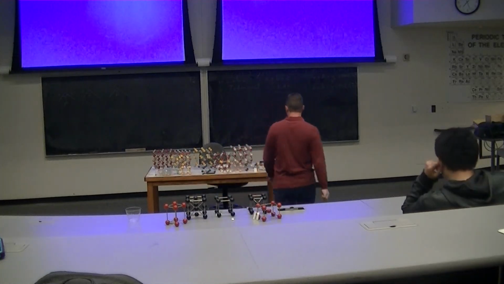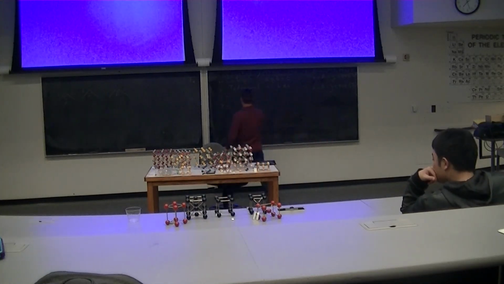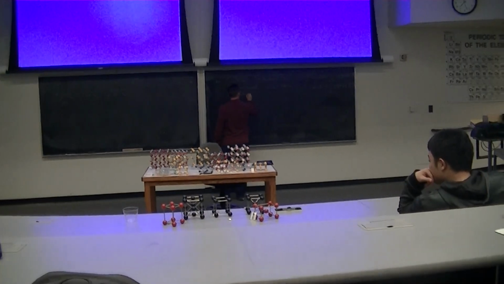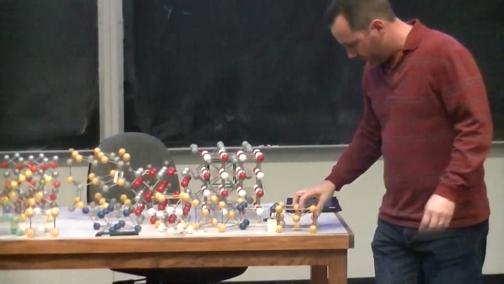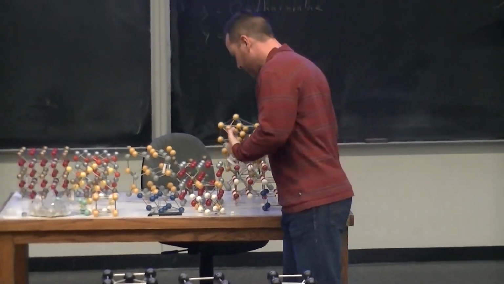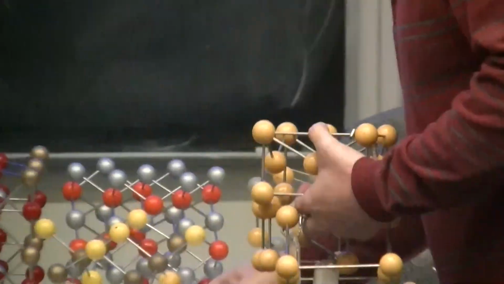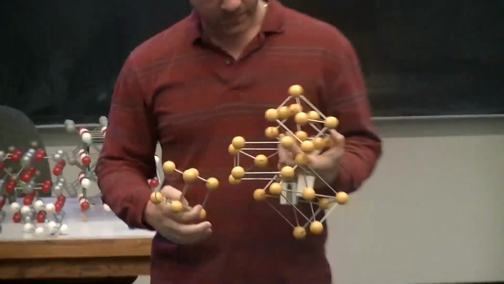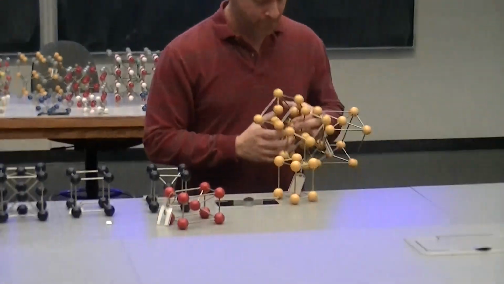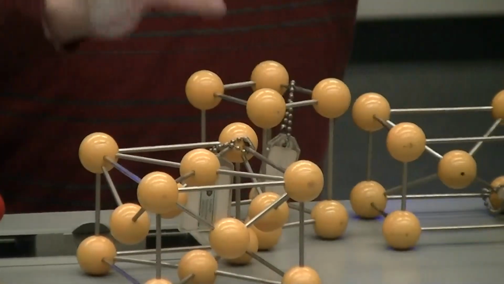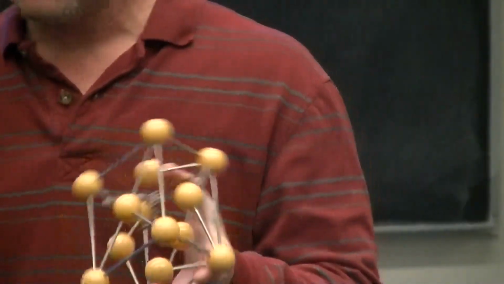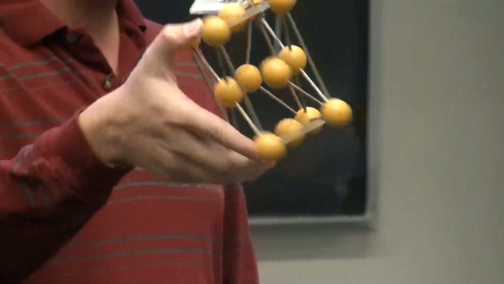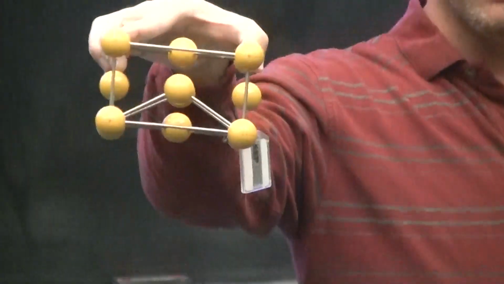So the next one is the orthorhombic. And the orthorhombic is this. And we have 4 actually. And probably you can see better from the big one. Let's start with the angles, which is the easy one. What can you tell me about the angles? Are they all equal?